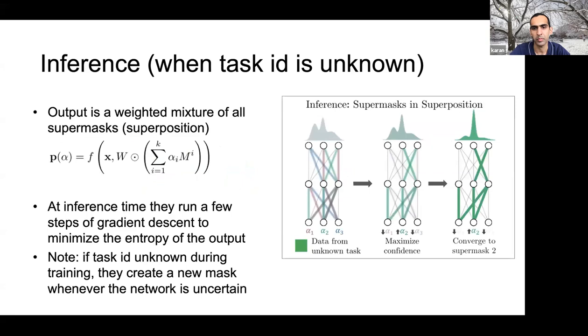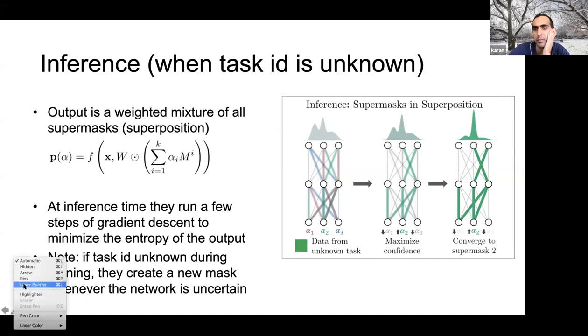In that case, the output is a weighted mixture of all of the masks, where you have an alpha_i, which is your mixture coefficient for each mask. At inference time, they run a couple of steps of gradient descent. I think the coefficients are uniformly set in the beginning, and then they run gradient steps to minimize the entropy of the output. So they're trying to find a set of coefficients so that the output is very certain. If you think about it, in the beginning the output may be like this on the left.